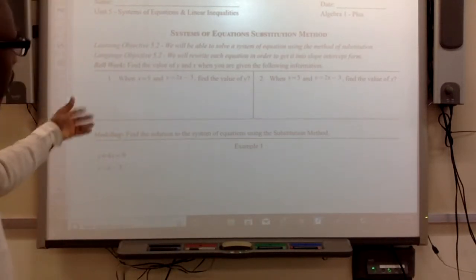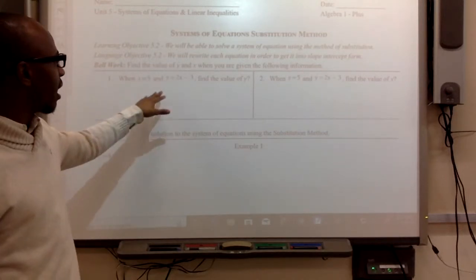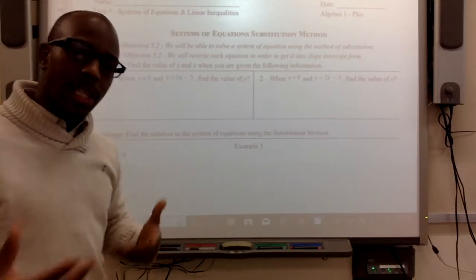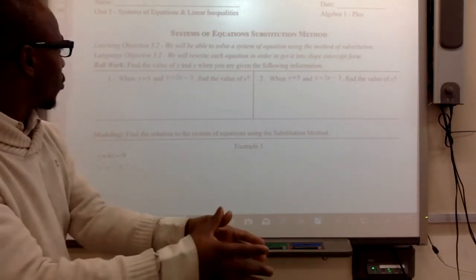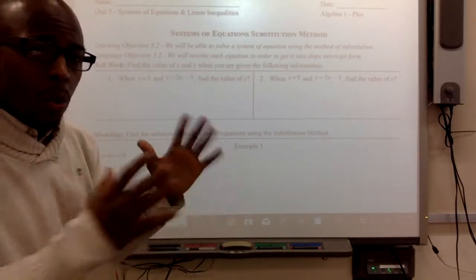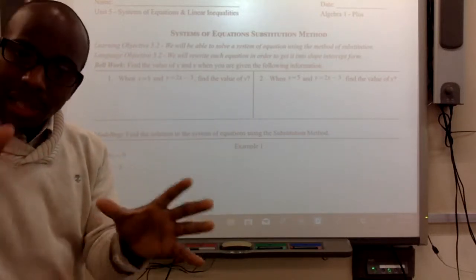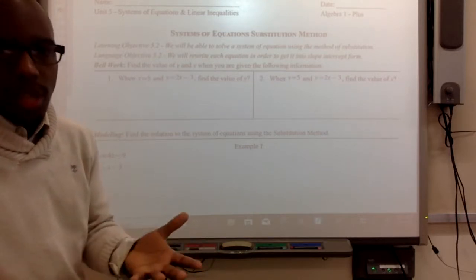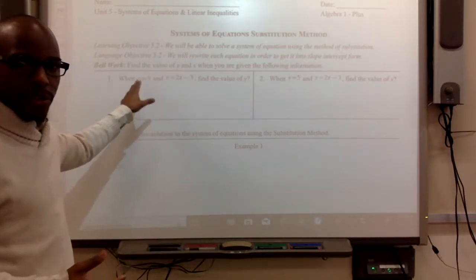Okay, so when I look here, it says when x is equal to 5 and y is equal to 2x minus 3, find the value of y. So this is asking me, well, x is 5. They give me y is equal to something that has x in it, and they want me to find the value of y. What I'm going to do is substitute 5 for x.